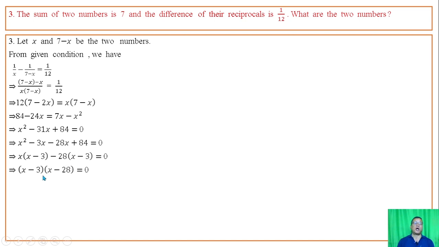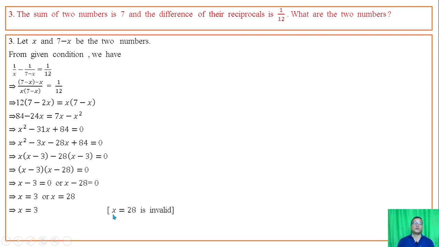Again taking out x minus 3 from the two terms. Then for the first we are left with x, for the second term we are left with minus 28. Therefore their product is 0. This implies either the first factor is 0 or the second factor equals 0, which gives x equal to 3 or x equal to 28.